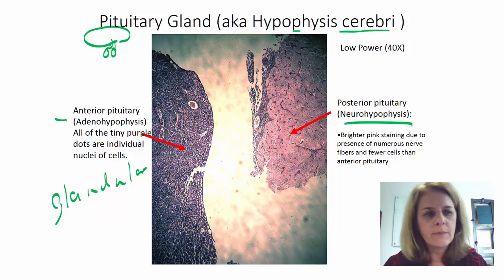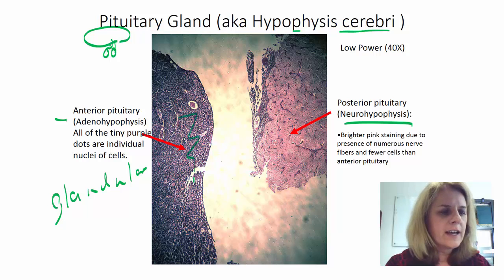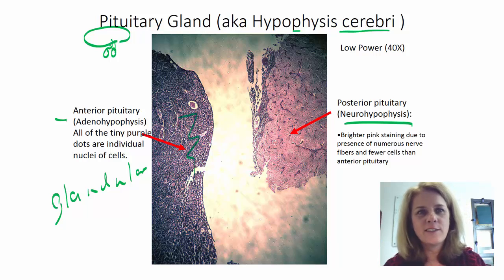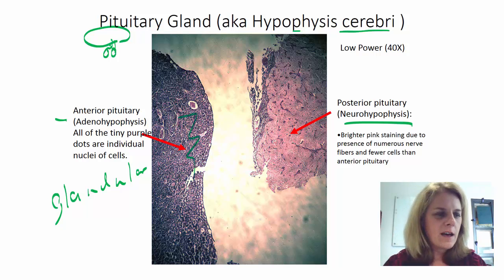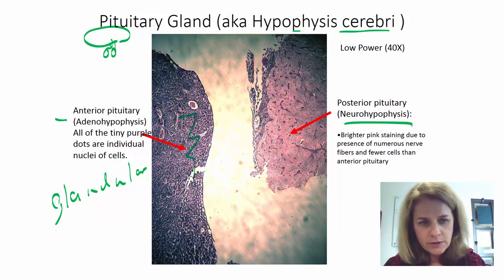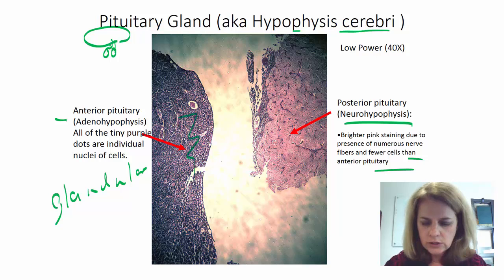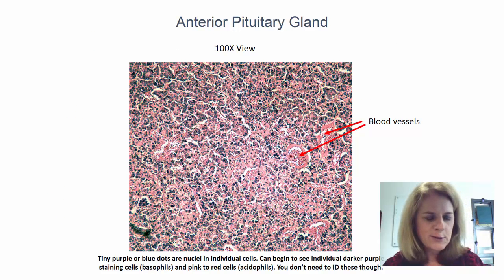So when you look at this tissue, the anterior pituitary or adenohypophysis looks very glandular. And I know you're saying, well, it doesn't look glandular to me. It will once you've seen plenty of glands. You'll say, yeah, it looks just like all the other glands I've looked at. Very small, tiny dots, whereas the posterior pituitary looks more like brain. The cells are farther apart, not as densely packed, and it looks more like neural tissue. You just have to trust me on that.